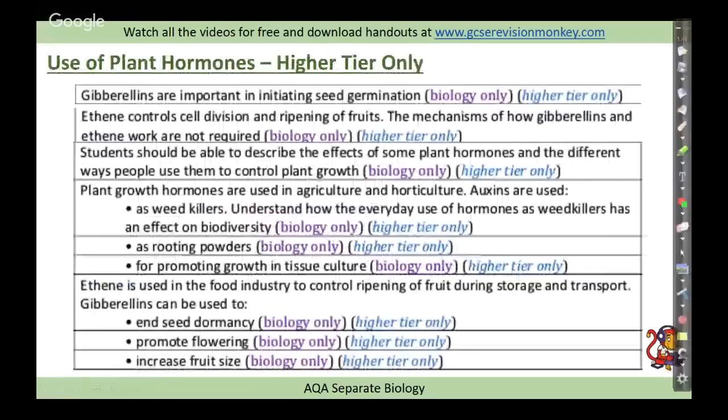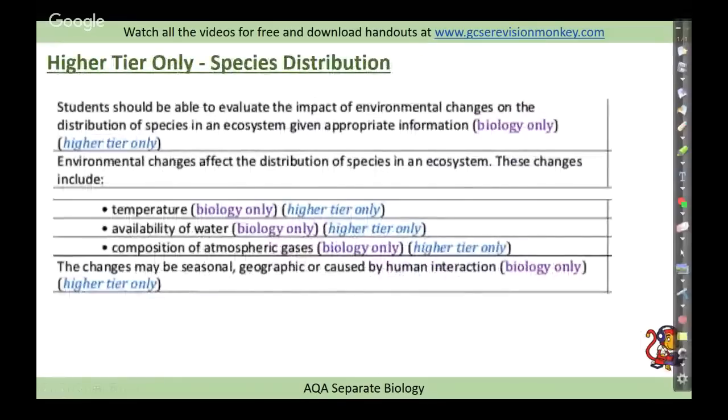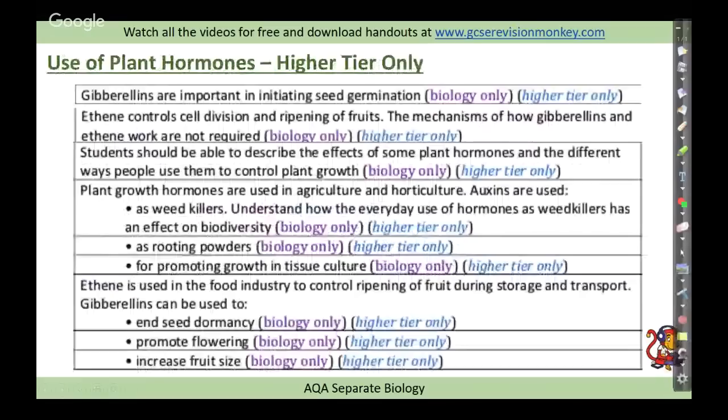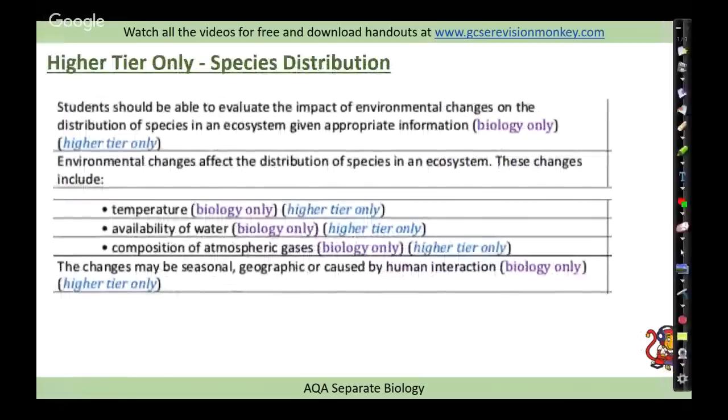Two more things then. Species distribution. Again, this is a case where you might be given a particular example that you need to work with. Students should be able to evaluate the impact of environmental change on the distribution of species given appropriate information. So they could give you information about any species whatsoever. Please don't come out of the exam and say, Miss, you haven't told us about lesser spotted woodpeckers or whatever it is, because they can choose any animal or organism they want.